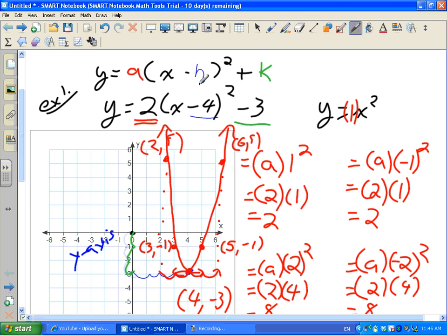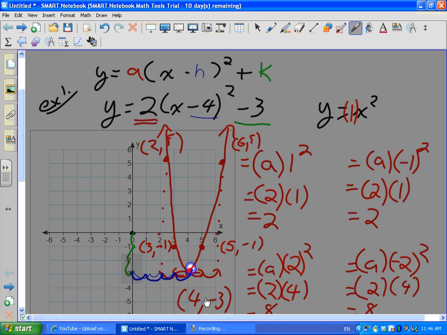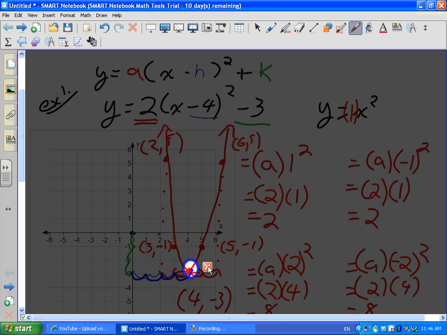Then, from there, I looked at my h. Now, h looks like -4. So we move it to the right, okay? Let's think of it that way. It'll be easier for us to remember. If h looks like -4, we go in a positive direction. If h looks like a positive number, we go in the negative direction, okay? We'll think of it that way. So from where we were at our -3, we go 4 to the right. 1, 2, 3, 4, and we're at our new vertex point, 4, -3.